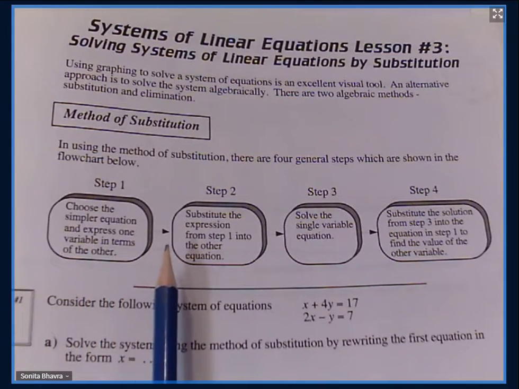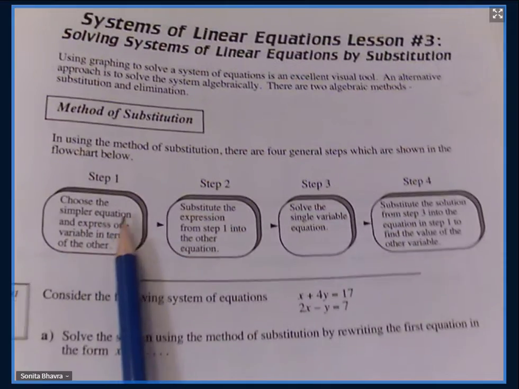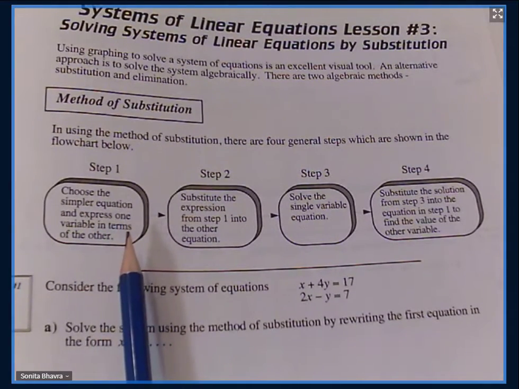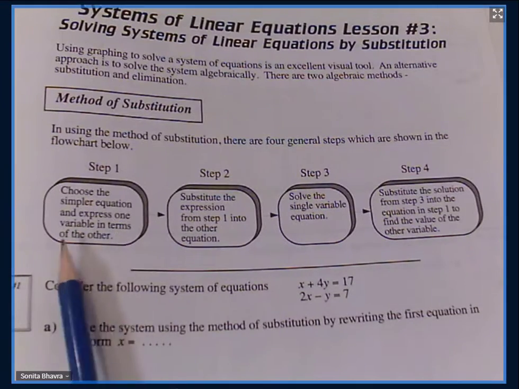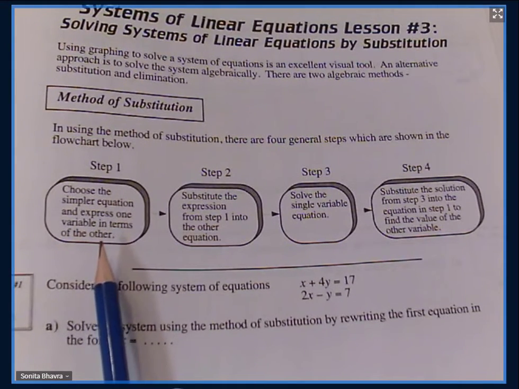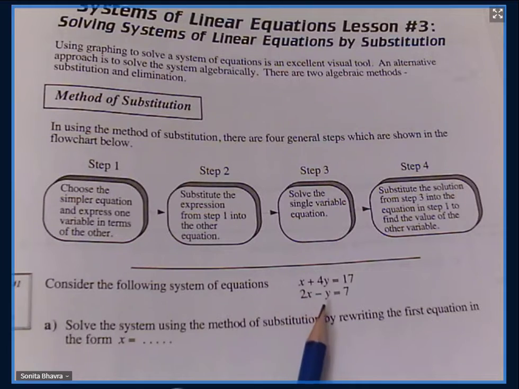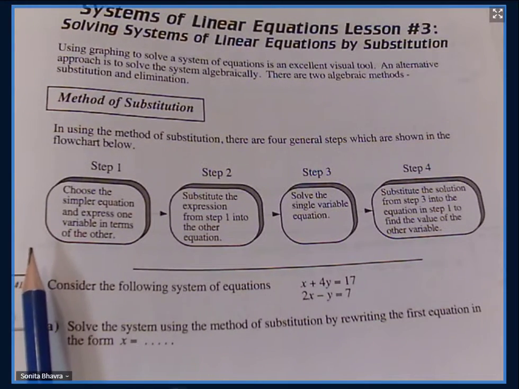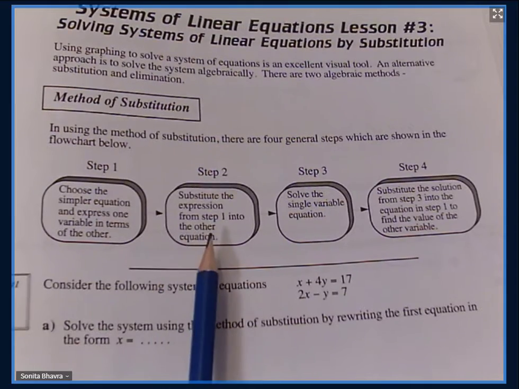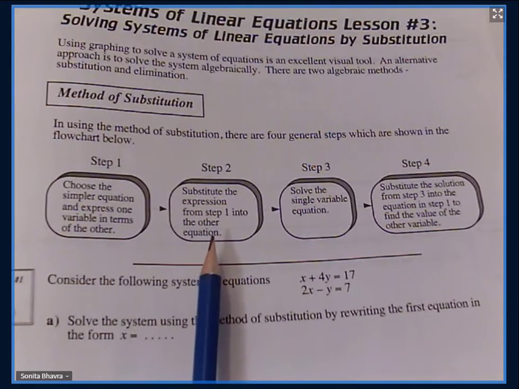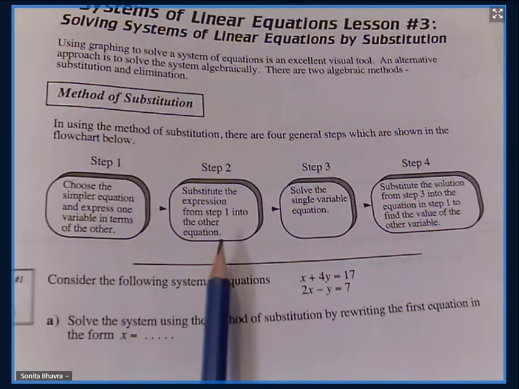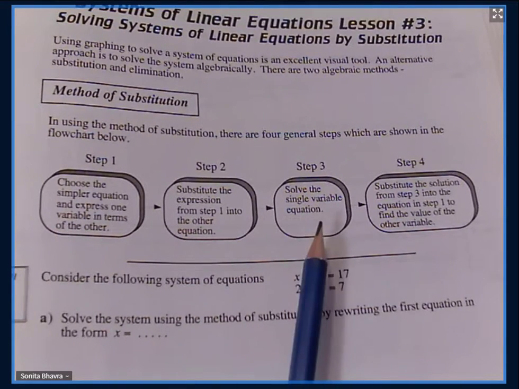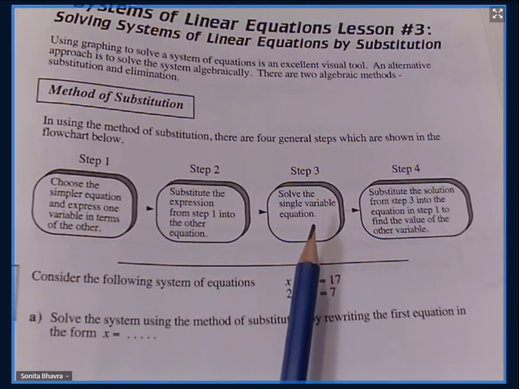for substitution. So the first thing is you're going to choose the simpler equation and you're going to express it as one variable. So basically, if for example here we have x and y, you're going to express it as x equals or y equals. Next, you're going to take the expression from step 1 and you're going to substitute it into your second equation. Once you've done that, you can solve for that variable that's left in that equation.